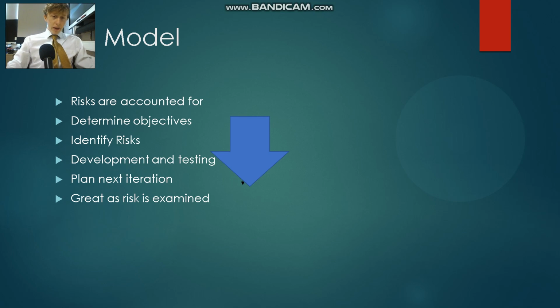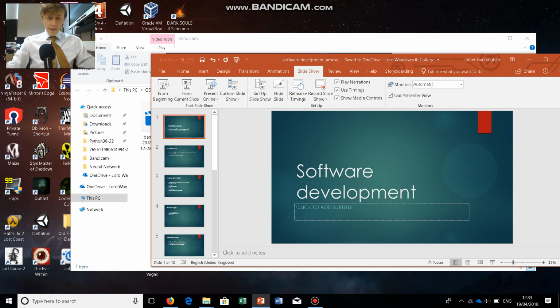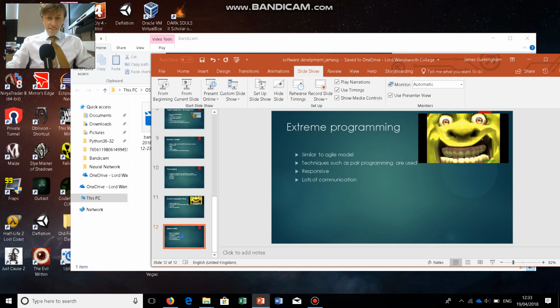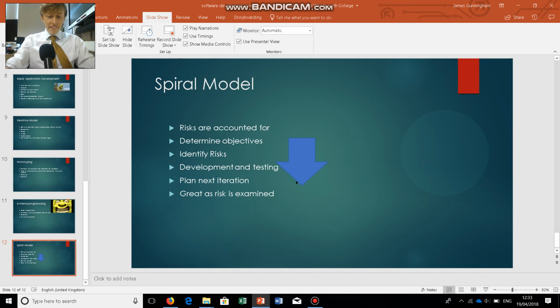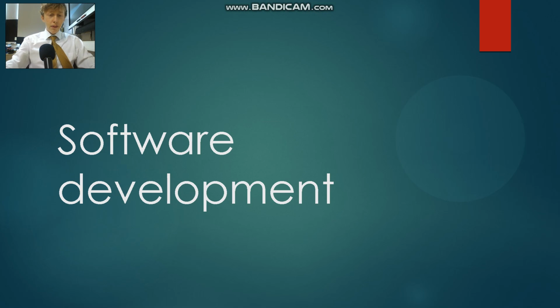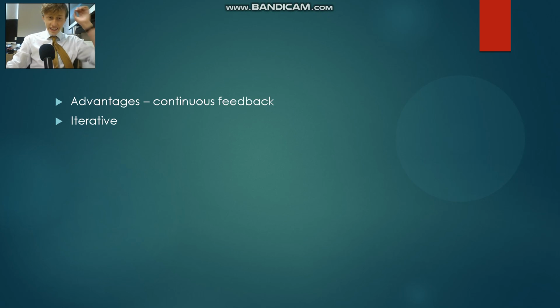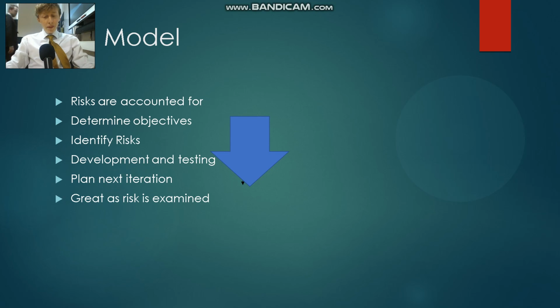Next we have the spiral model, which looks like a spiral, obviously. What makes a spiral model interesting is that the risks are accounted for at the start.